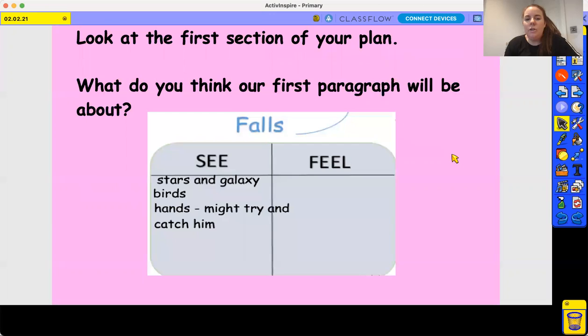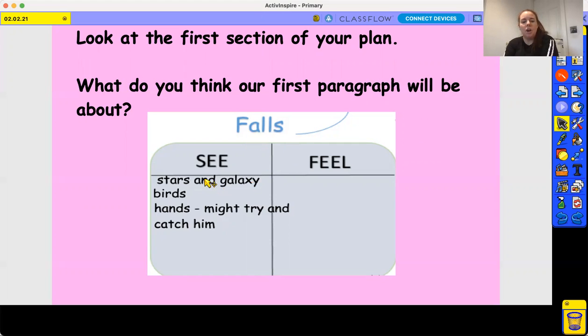Okay, so you should have your plans in front of you. And I want us to have a little look at the first section of our plan, because we have just left Leon where he has climbed into the box. So we need to start from the point where he has fallen in your writing today. So what do you think your first paragraph is going to be about? Like I've just said, it's going to be where he's fallen.